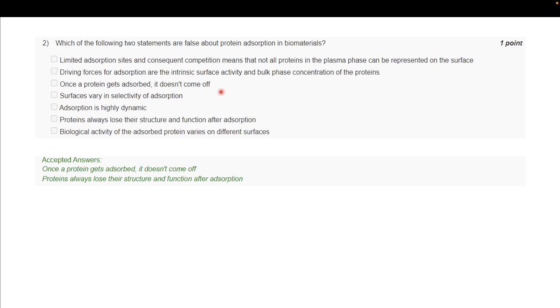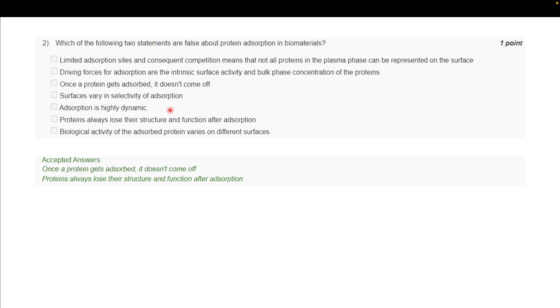And then, surfaces vary in selectivity of adsorption is also correct. Different surfaces will have different selectivity of adsorption. Not all surfaces will adsorb a particular kind of protein. It will depend upon what kind of surface it is. Adsorption is highly dynamic. This is also correct.